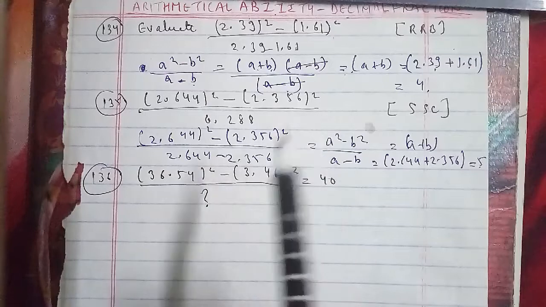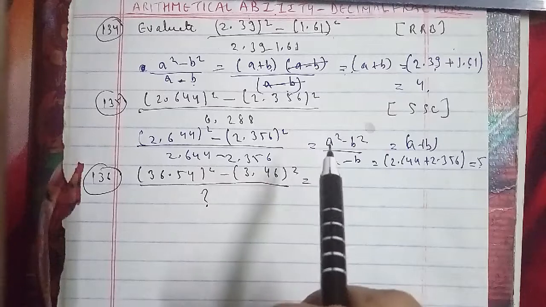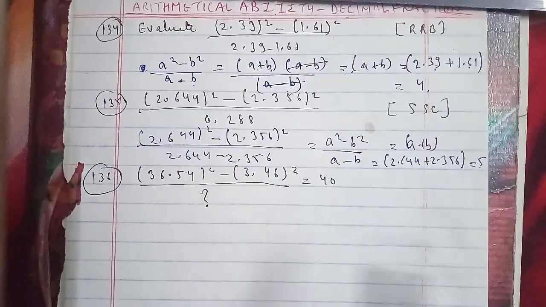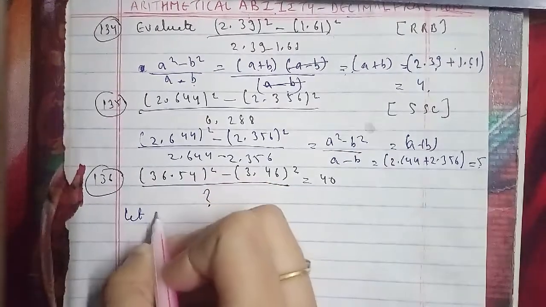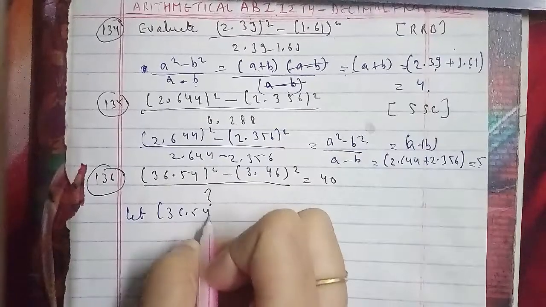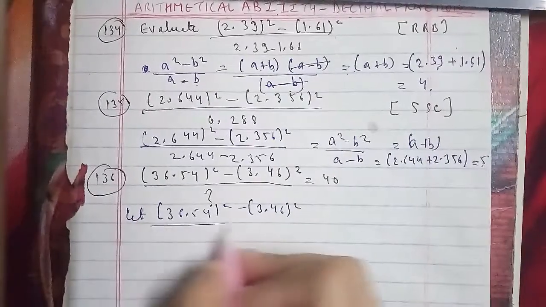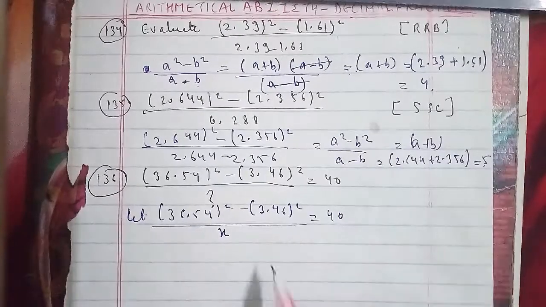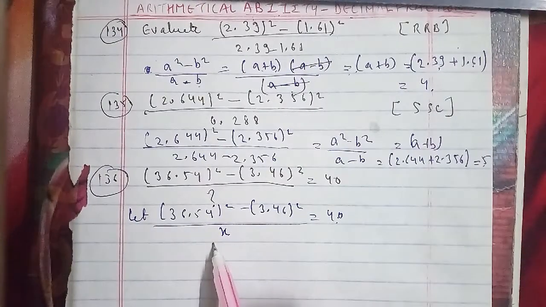So let (36.54 square minus 3.46 square) upon x, this question mark that we are letting be x, equals 40. If we take this to the right hand side, this 40 will come down into the denominator, so it will be as follows: x equals 36.54 square minus 3.46 square upon 40. And further we'll open it out.